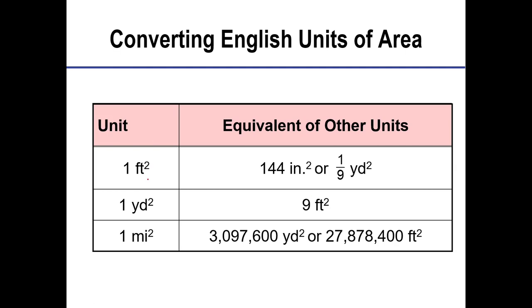Here is a nice table that is used to convert English units of area. We have 1 square foot is equivalent to 144 inches squared, or 1/9 of a square yard. And 1 square yard is equivalent to 9 square feet. And 1 square mile is equivalent to 3,097,600 square yards, or 27,878,400 square feet. So it's useful to take a picture of this. You might need it for some homework questions.